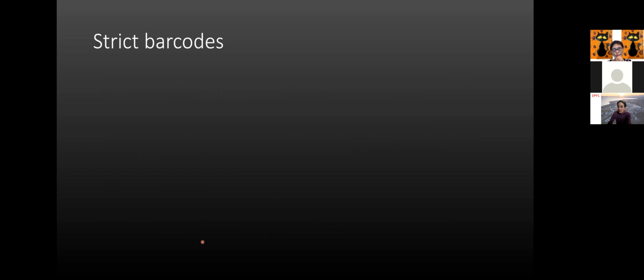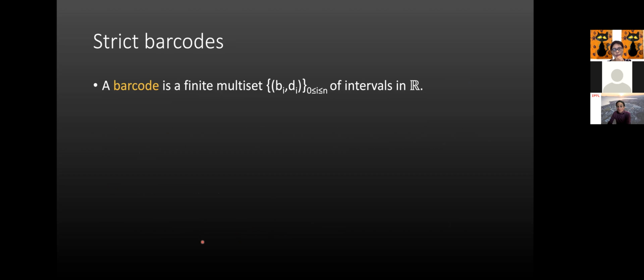So now to be a little more formal about what barcodes are. A barcode is nothing but a finite multiset of intervals in the real line. I say multiset because each interval may appear numerous times. In the case that we'll be interested in, each interval appears only once, so it's actually a set and not a multiset. But in general, a barcode is a multiset.